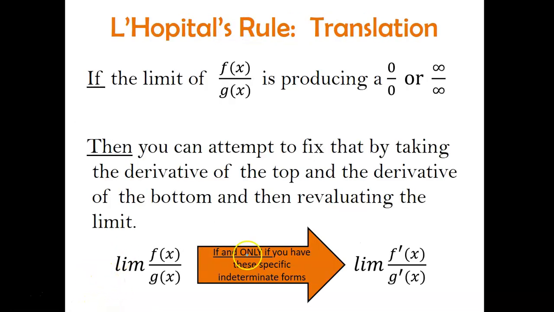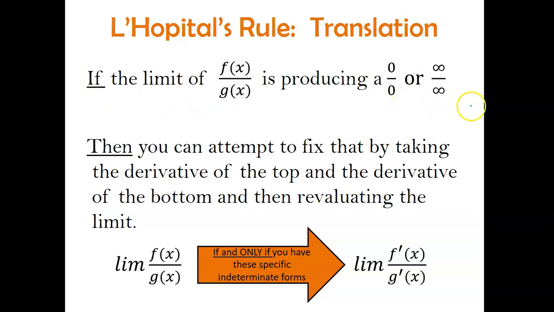Okay, so here's my translation, which I've pretty much already said, but if you're writing stuff down. If the limit of f of x over g of x is producing for you either a 0 over 0 or an infinity over infinity, that's important. That's an if. Okay, so two things. It's got to be one of these two things. If it is not producing a 0 over 0 or an infinity over infinity, and you L'Hopital anyway, you can potentially get a wrong answer. Right? So do not, under any circumstances, L'Hopital unless this condition is met.